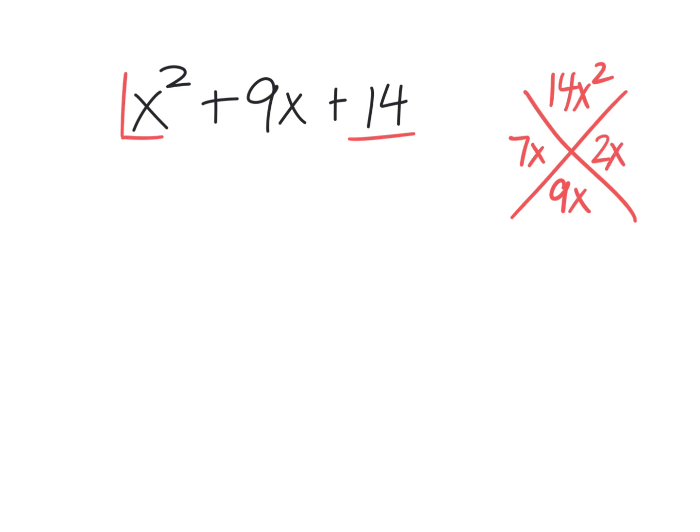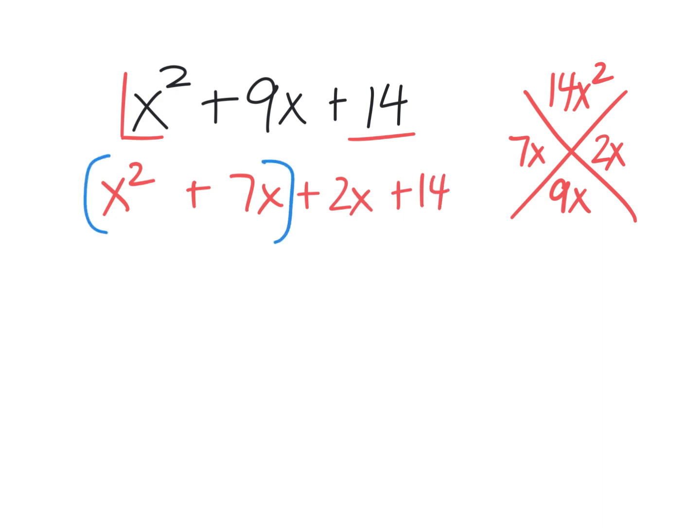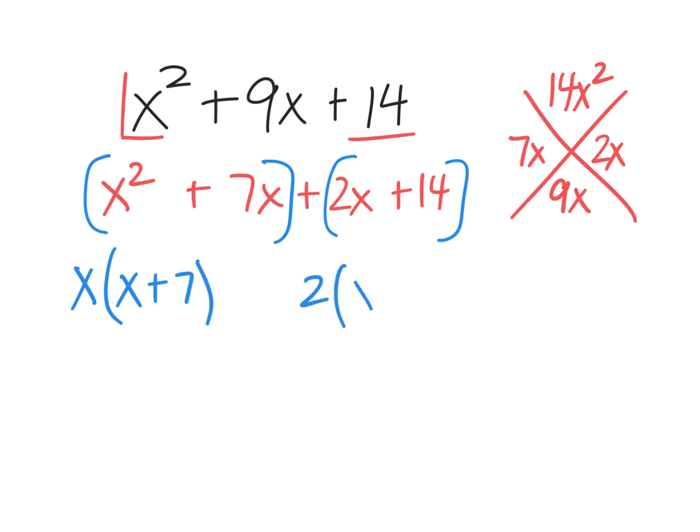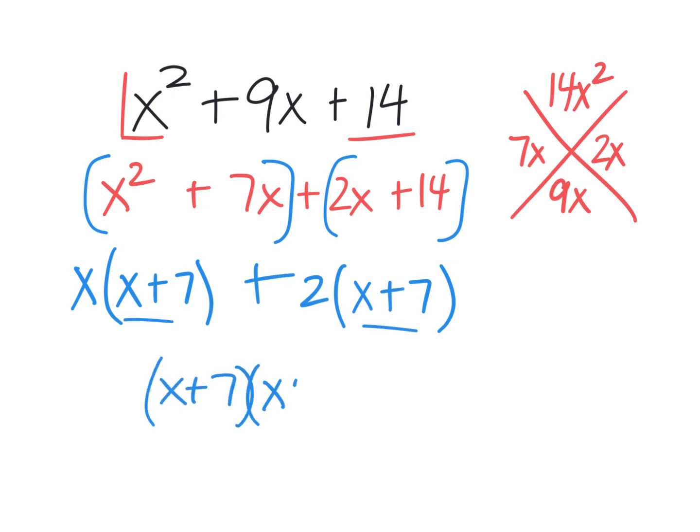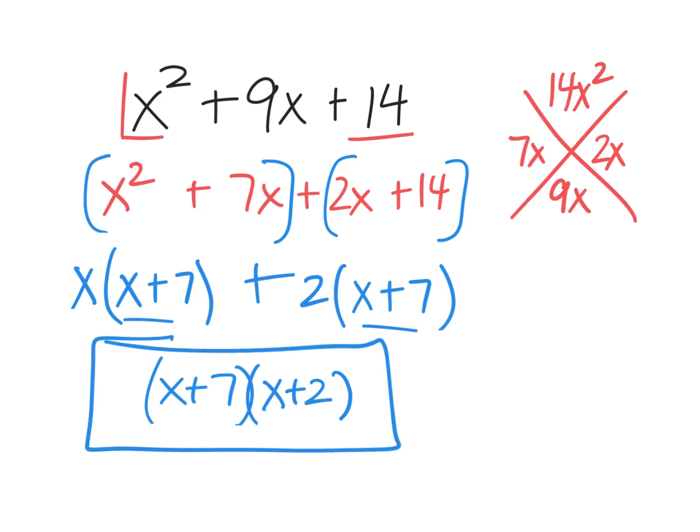Okay, so then I'm going to rewrite the 9x as x squared plus 7x plus 2x and then plus 14. All right, then I'm going to factor by grouping. I'm going to group a couple terms together. I'm going to say, hey, x goes into both of those. That'd be x plus 7, if I rewrote that. And 2 goes into both of these, which is x plus 7. And then finally, they both share that x plus 7. So it's x plus 7 times x plus 2. And if you times that out, it will give you the original trinomial.